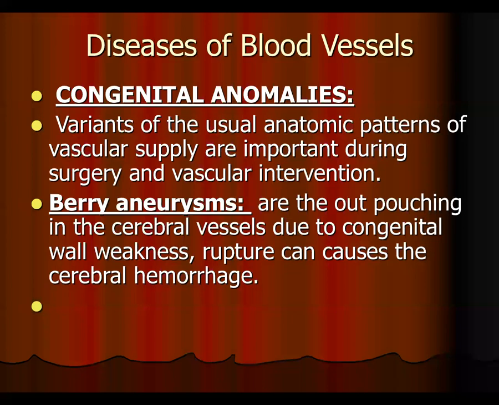Number one, berry aneurysm. It is an outpouching within the cerebral blood vessels, and it can occur due to developmental weakening of the vessel wall, which can produce hemorrhage within the cerebral vessels. So it is called a berry aneurysm, and it also depends upon the anatomical location.